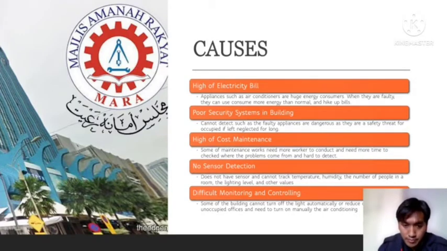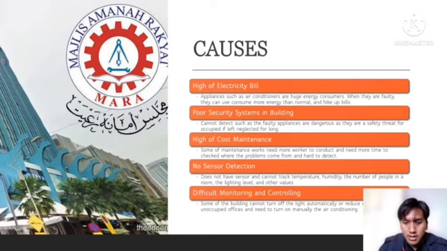Then, poor security system. This building does not have more advanced security systems such as smoke detectors, security cameras, and alarm sensors. All security appliances use their own system. Some cannot detect faulty appliances, and that is dangerous, as they are a safety threat for occupants if neglected for long.